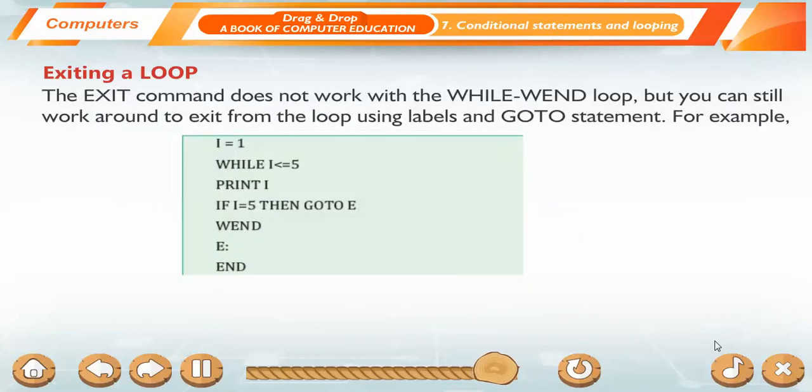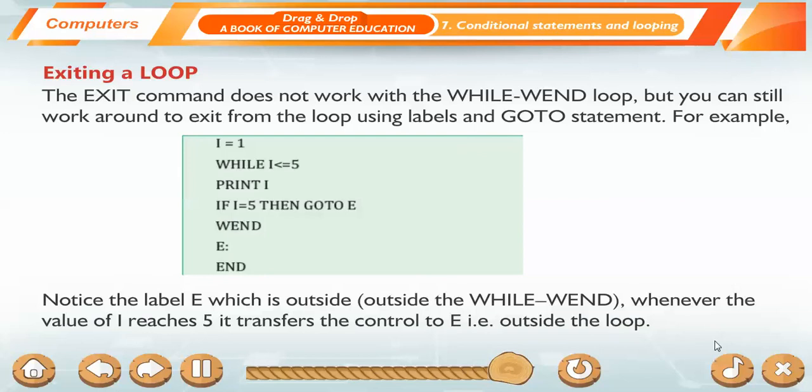Loop. The exit command does not work with the while-wend loop, but you can still work around to exit from the loop using labels and the goto statement. For example, I equal to 1. While I is less than or equal to 5, print I. If I equal to 5, then go to E. Wend. E colon. End. Notice the label E, which is outside the while-wend. Whenever the value of I reaches 5, it transfers the control to E, that is, outside the loop.